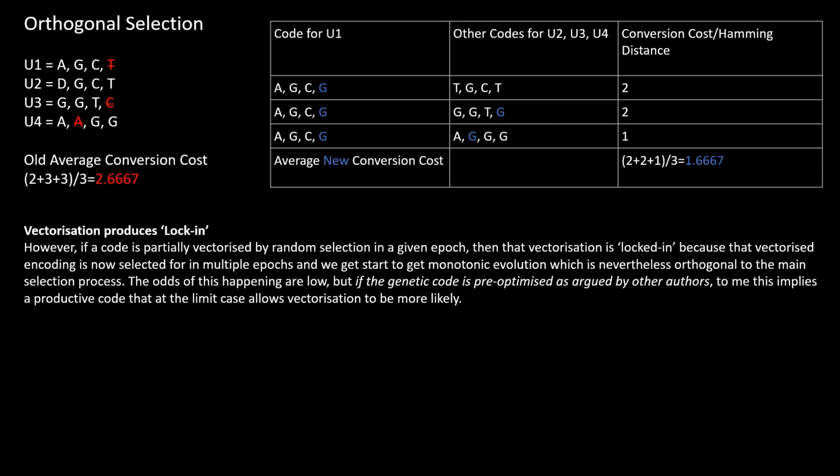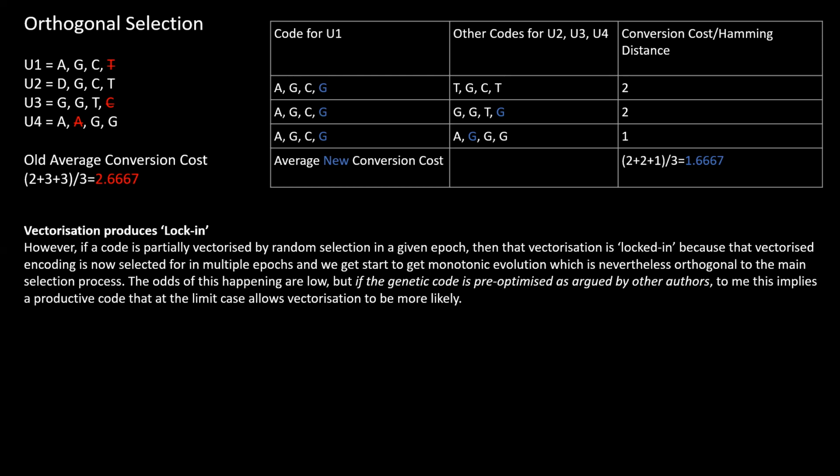Once you get vectorization, so you have here utility 4 and utility 1 now have a G in the last position, then that gets locked in, or is more likely to be locked in, because for those epochs, there's no pressure, there's no conversion cost anymore, right? So this is what I mean by orthogonal evolution, right? Because the main evolutionary process is within each epoch, but across epochs, you get this orthogonal evolution.